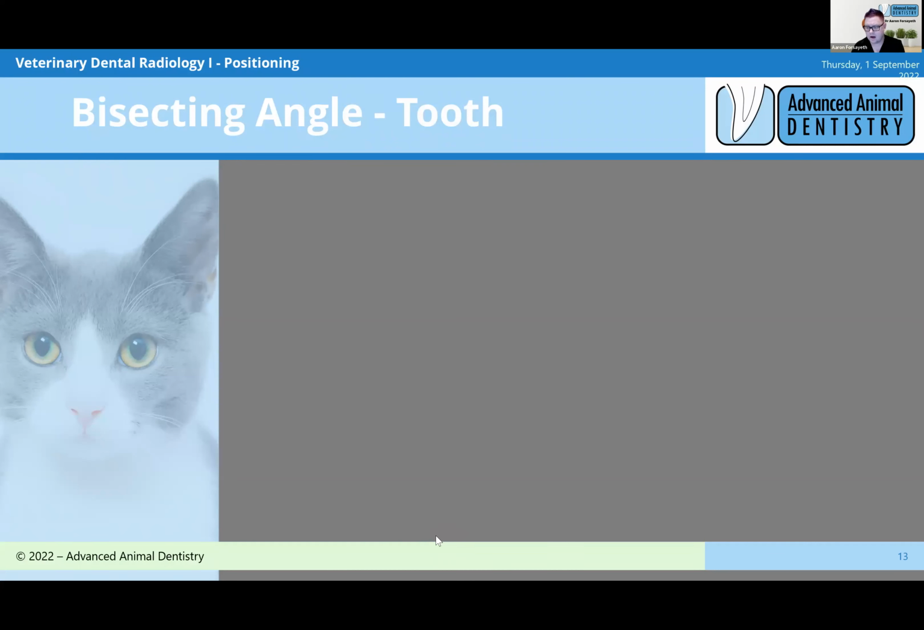Yeah, that's right, Karen. There's no standard way. All you want is to produce an image that is dimensionally correct and best represents the object that you're radiographing.